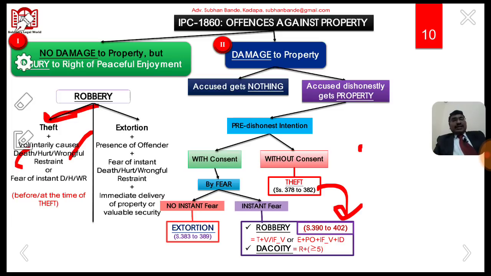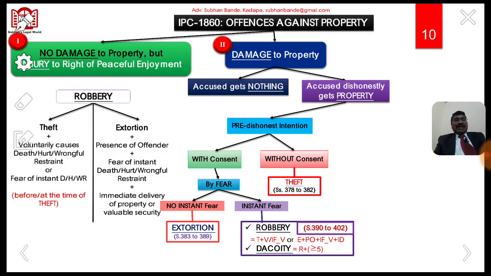But this voluntary threat or fear of instant threat should be before or at the time of committing the theft. The accused must use this violence or fear of instant violence just before committing the theft, or at the time of committing the theft, then it is said to be robbery.